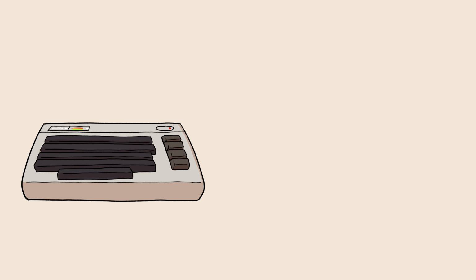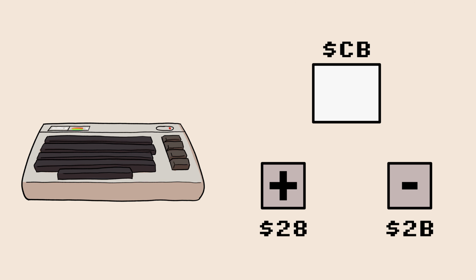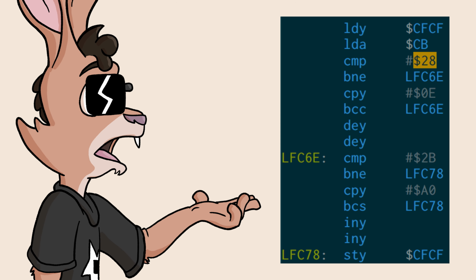On a C64, you can read most keyboard keys by looking at address CB. The code for the key being pushed right now will end up in there. The keyboard code for plus is 28 and minus is 2B. Searching the code, we find references to those two numbers next to a memory lookup at CB, as well as some suspicious increments and decrements nearby. We found our movement code.